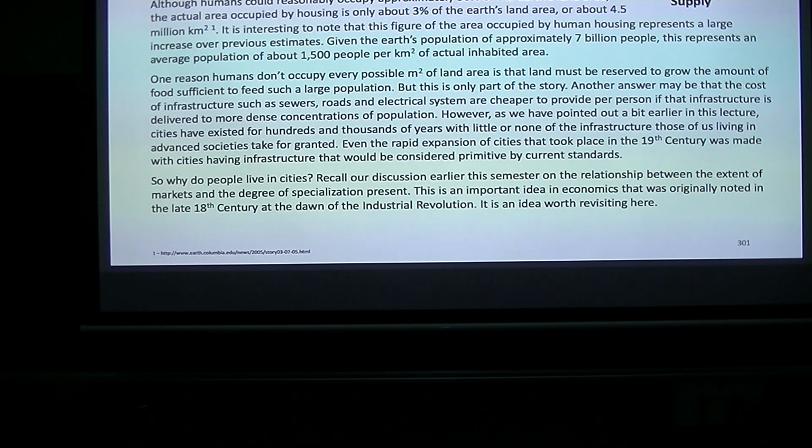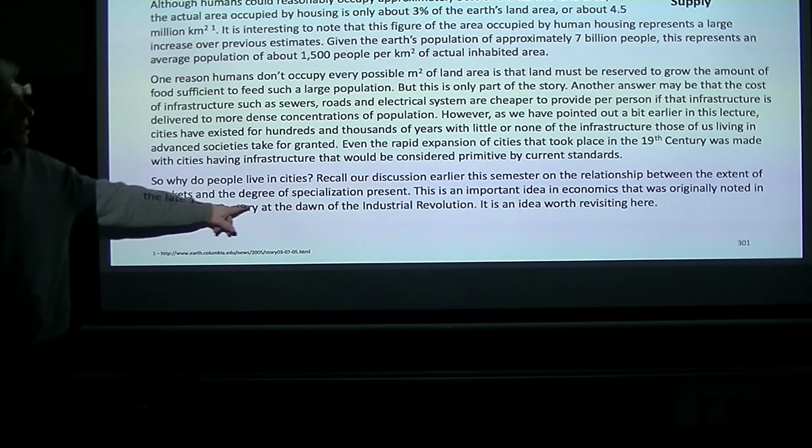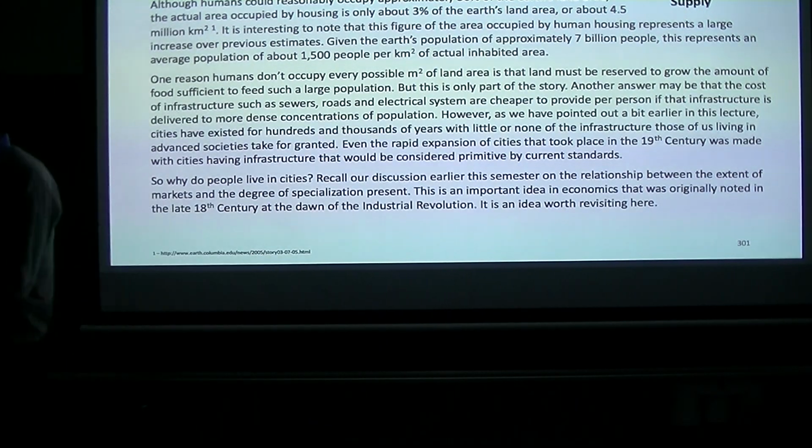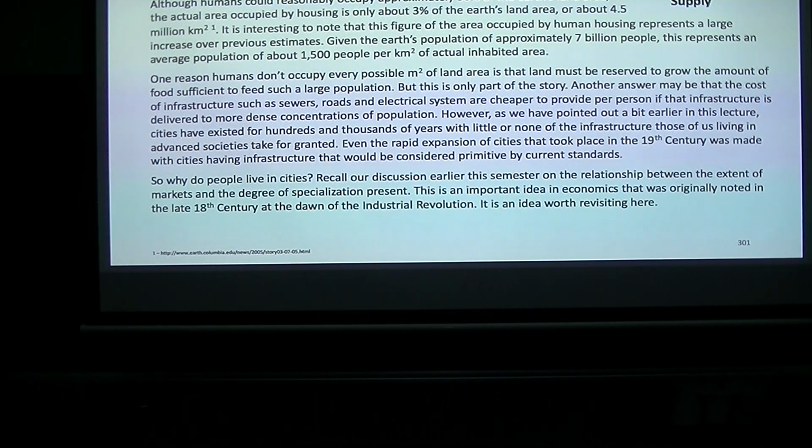Well, we talked earlier about the relationship between the extent of the market and the degree of specialization. The bigger the market, the more specialization you can have, because you can have more people that produce more specialized goods that require a bigger market to congregate in one space. And that's the reason why we see financial industry clusters in major financial centers.